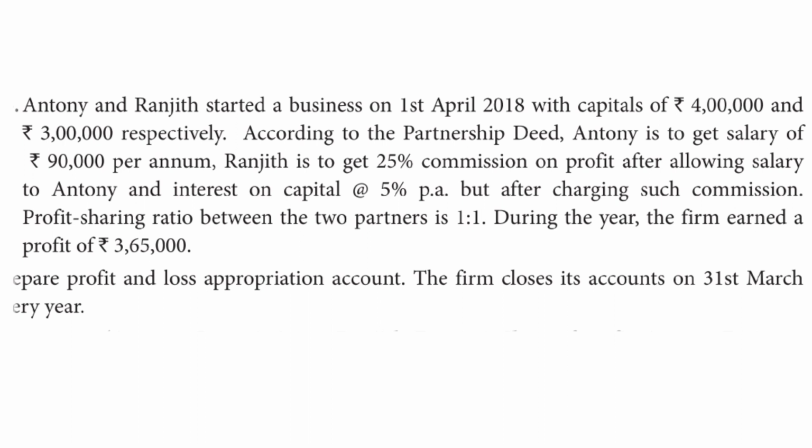According to the partnership deed, Anthony is to get a salary. So salary of Anthony is given. That is 90,000 per annum. Ranjit is to get 25% commission on profit after allowing salary to Anthony and the interest on capital of 5%. But after charging such commission, profit sharing ratio between the two partners is 1:1. When it is 1:1, it is called half, equal share, 1 by 2 and 1 by 2.